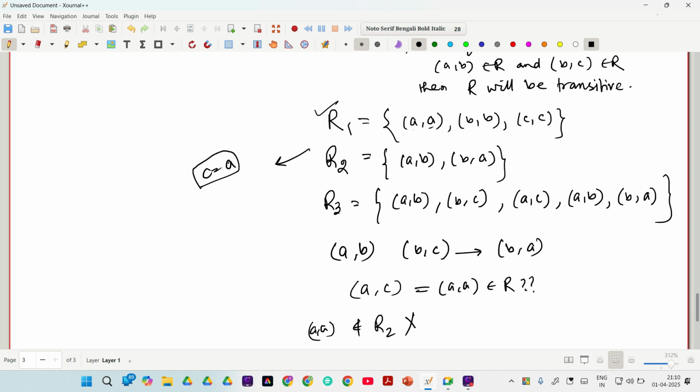So did you notice why R2 is not a transitive relation? Yes. Prantika? Yes. Okay, now tell me about R3. Transitive. Okay, explain.